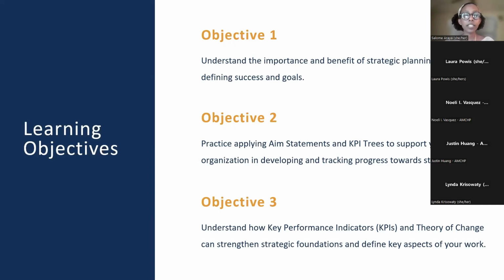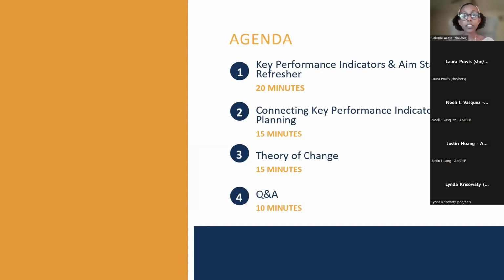And so by the end of this webinar, you should be able to understand the importance and benefit of strategic planning, including defining success and goals. You'll be able to practice applying aim statements and key performance indicator trees to support your organization in developing and tracking progress towards your strategic goals. And lastly, you'll understand how key performance indicators and the theory of change can strengthen strategic foundations and define key aspects of your work.